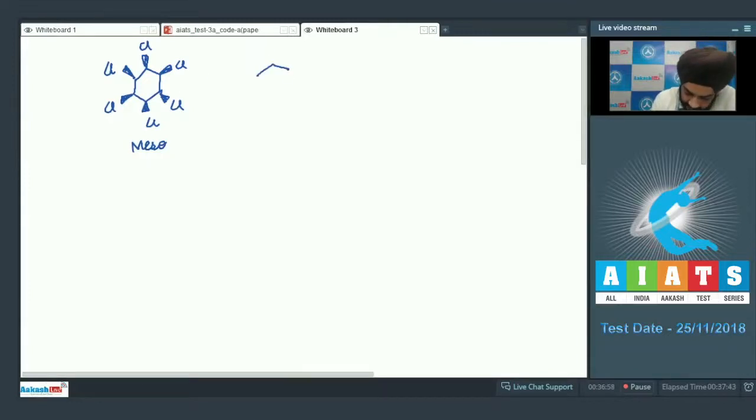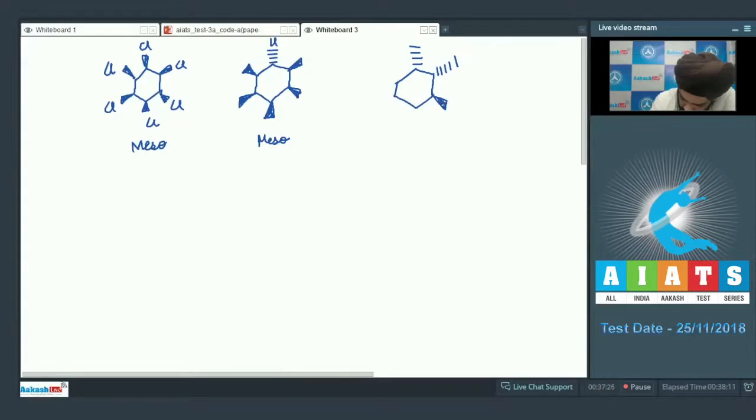Then we can have one chlorine atom going away from us while the others are still towards us. So this is also meso. We can have two chlorine atoms going away from us. This is also a meso compound. It has a plane of symmetry like this.